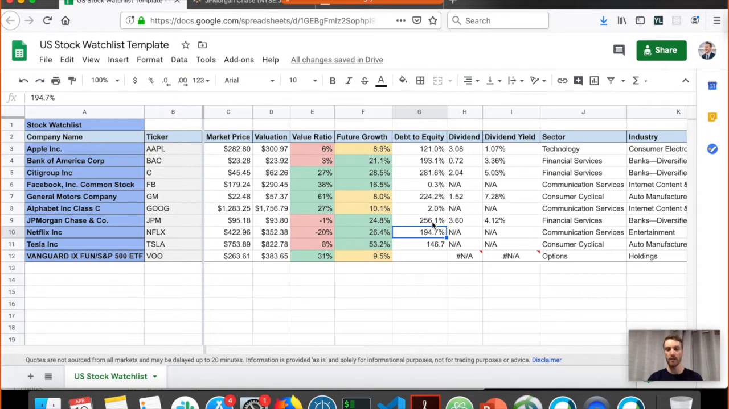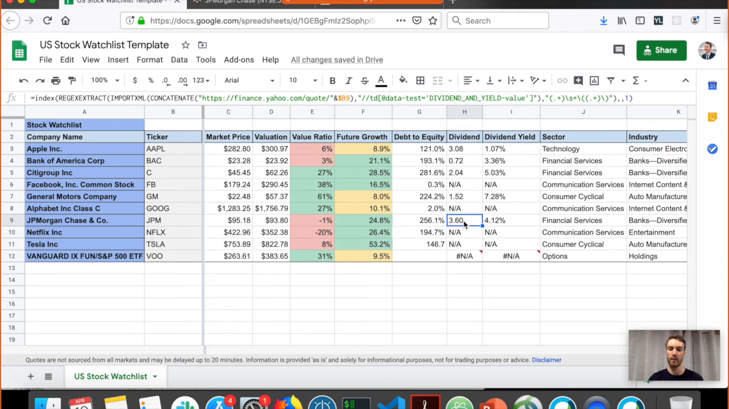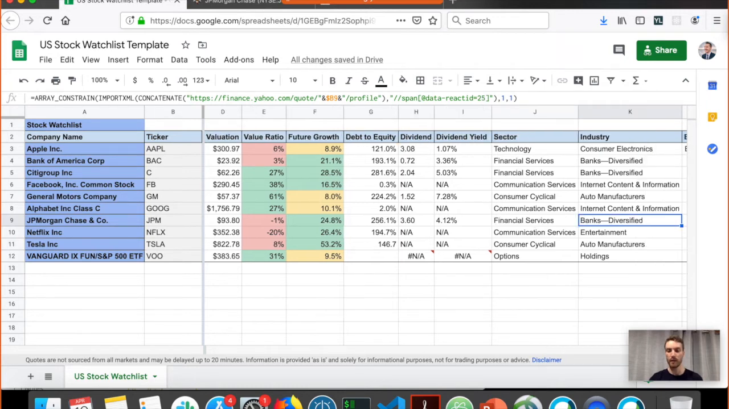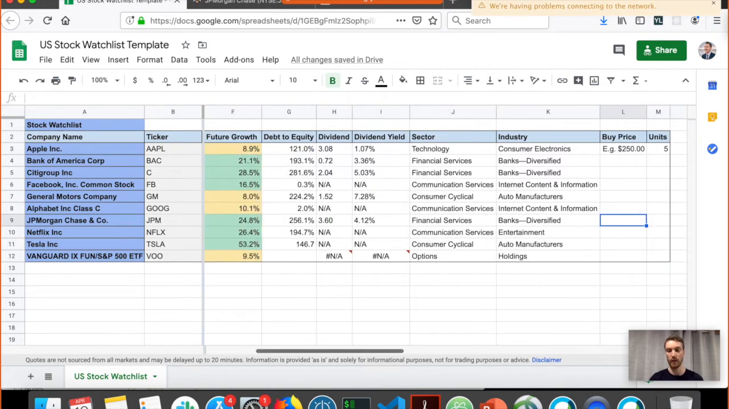And so now we've finished adding all of our attributes for JP Morgan. We've automatically generated the dividend yield of $3.6 per annum, which works out at 4.12% based on the current price. We know they're in the financial services sector, and specifically in the banks diversified industry. And so we could here write our target price and how many units we wish to purchase.